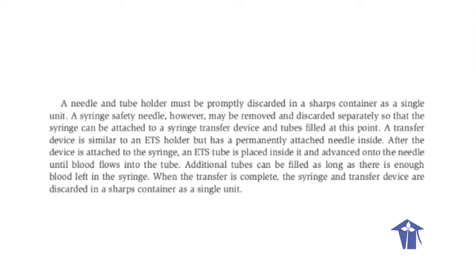A transfer device is similar to an ETS holder, but has a prominently attached needle inside. After the device is attached to the syringe, an ETS tube is placed inside it and advanced onto the needle until blood flows into the tube. Additional tubes can be filled as long as there is enough blood left in the syringe. When the transfer is complete, the syringe and transfer device are discarded in a sharps container as a single unit.